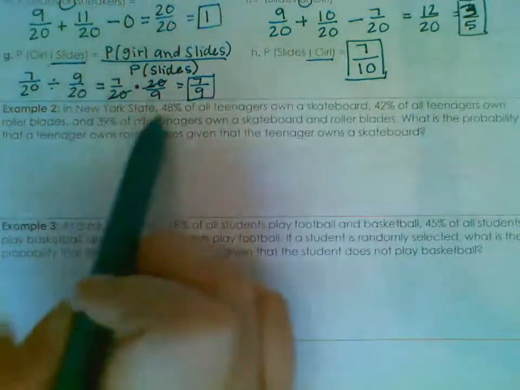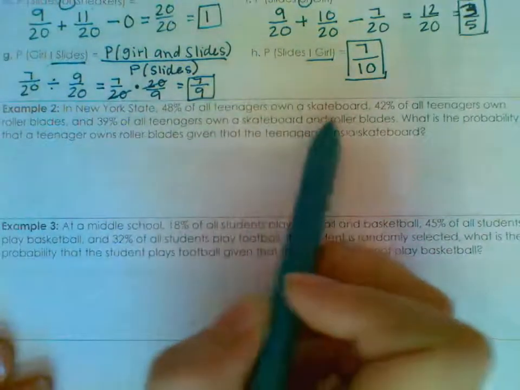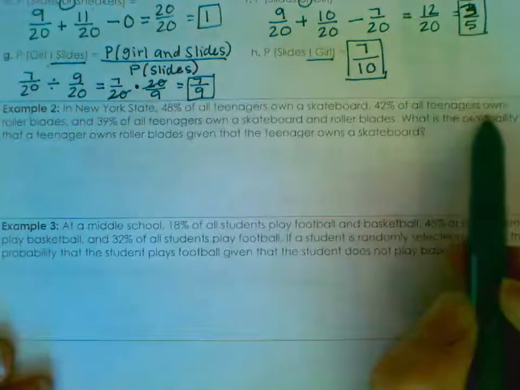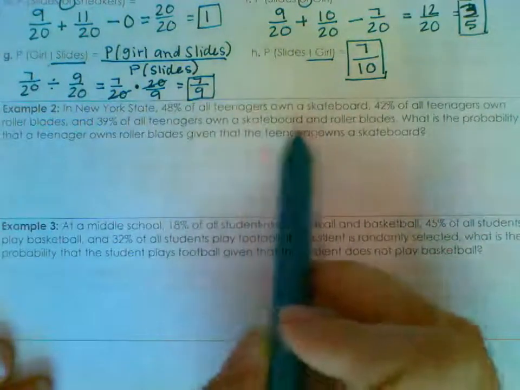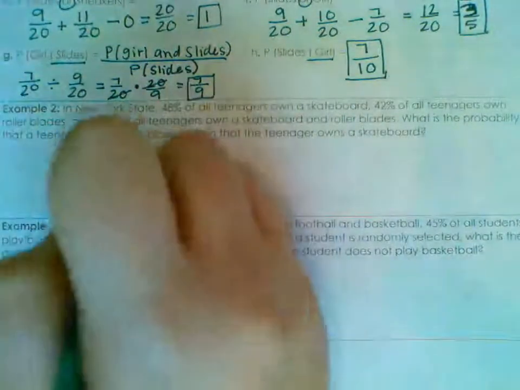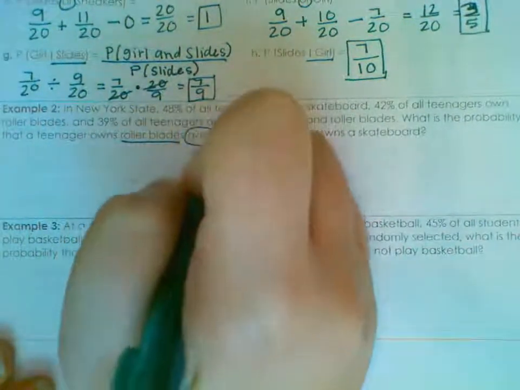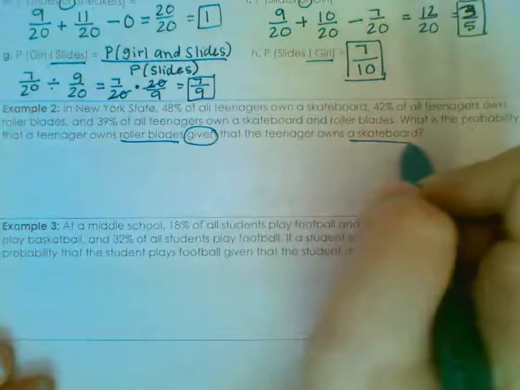Okay, so in New York State, 48% of all teenagers own a skateboard, 42% of all teenagers own rollerblades, and 39% of all teenagers own a skateboard and rollerblades. What's the probability that a teenager owns rollerblades given that the teenager owns a skateboard?